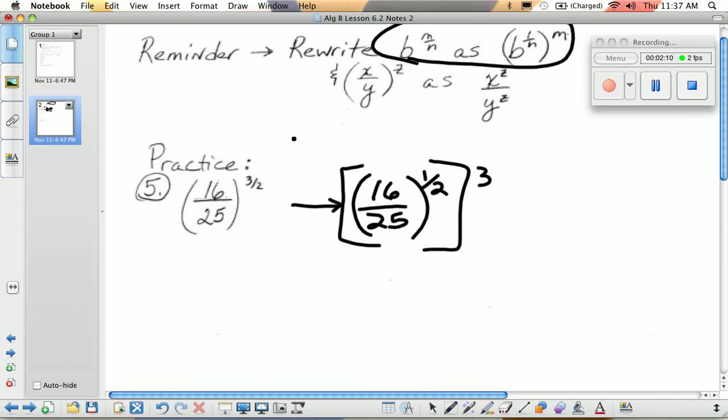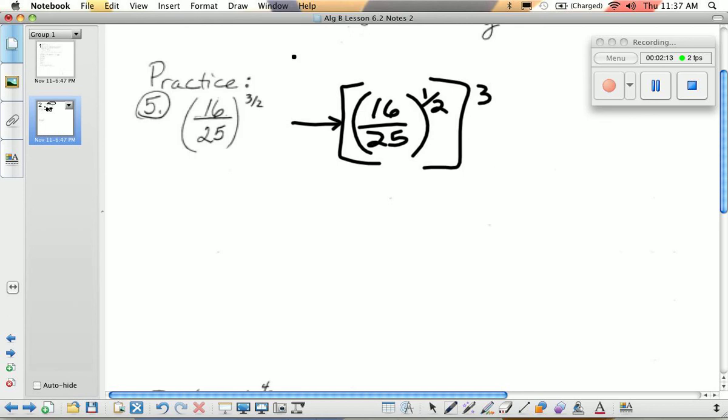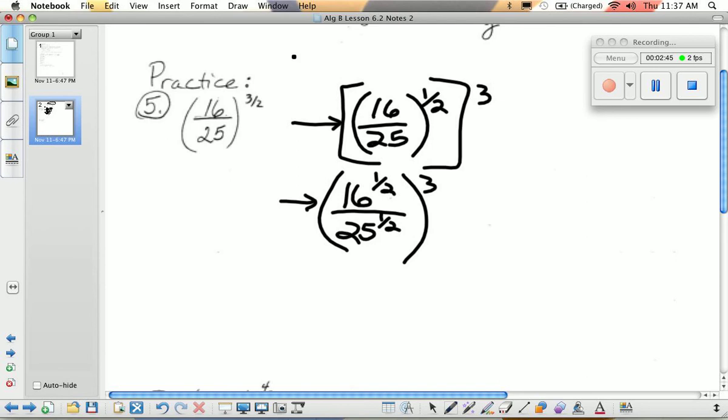Okay, so now we've used our first property that was up there. We've broken it up so that we see what root we have to take it to, and then what power we have to take it to. The next thing we're going to do is get rid of that first set of parentheses. So we're going to say we have to take 16 to the 1/2 power and 25 to the 1/2 power. And that whole thing has to be taken to the 3rd power, because now we applied the fraction to a power rule: give the numerator and the denominator each their own power.